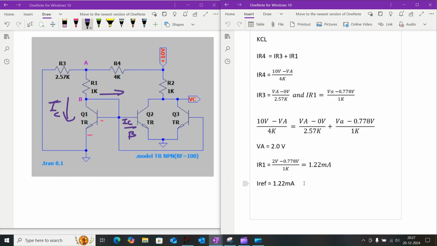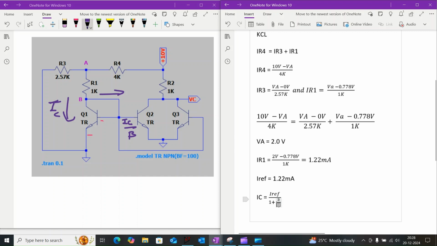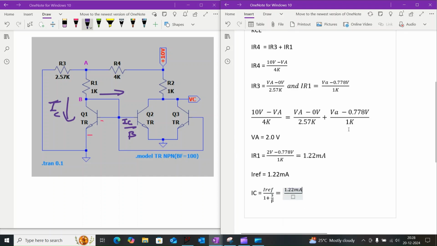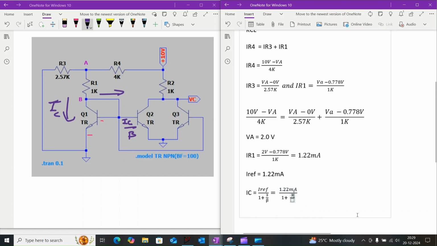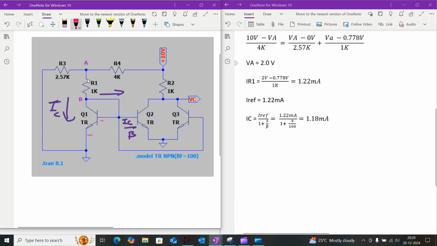From this we can say that IC is equal to IREF divided by 1 plus 3 divided by beta, which is equal to 1.22 milliamps divided by 1 plus 3 divided by 100. When we simplify this, we will get 1.18 milliamps. That means the collector current across each of the transistors will be 1.18 milliamps.